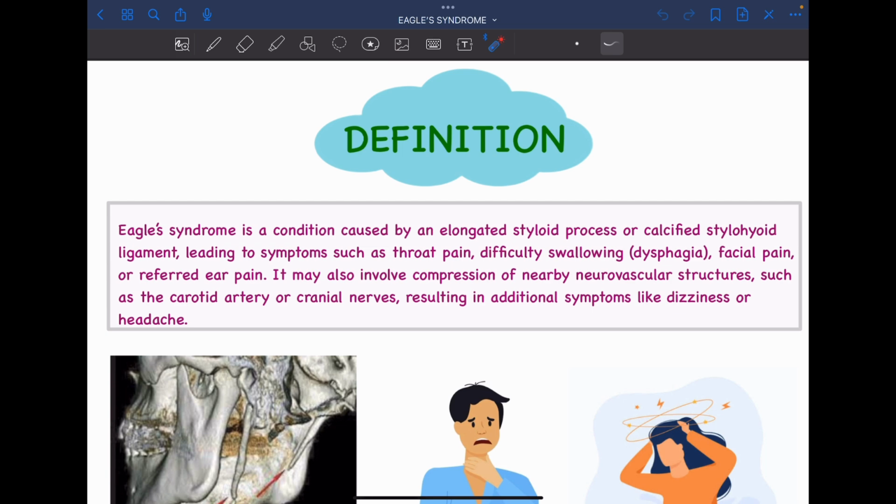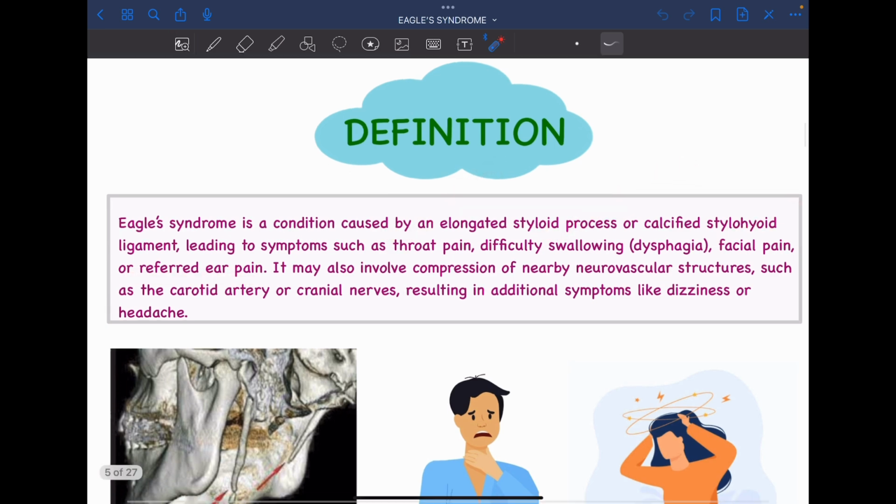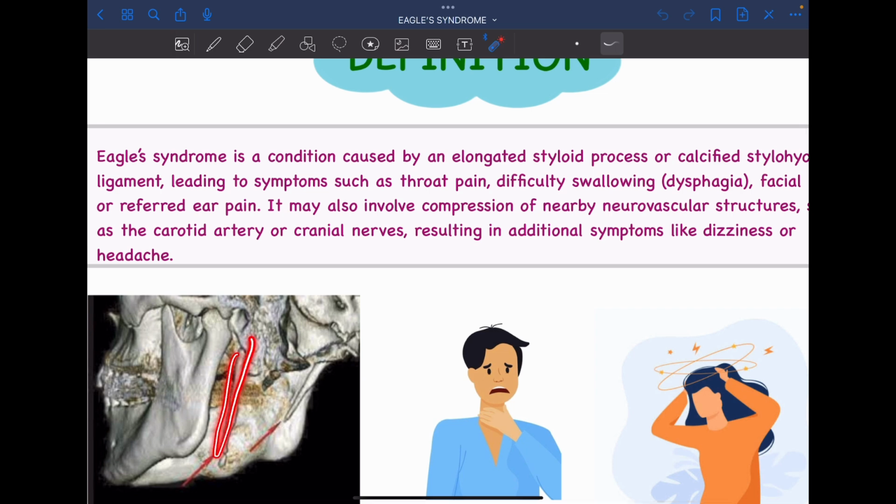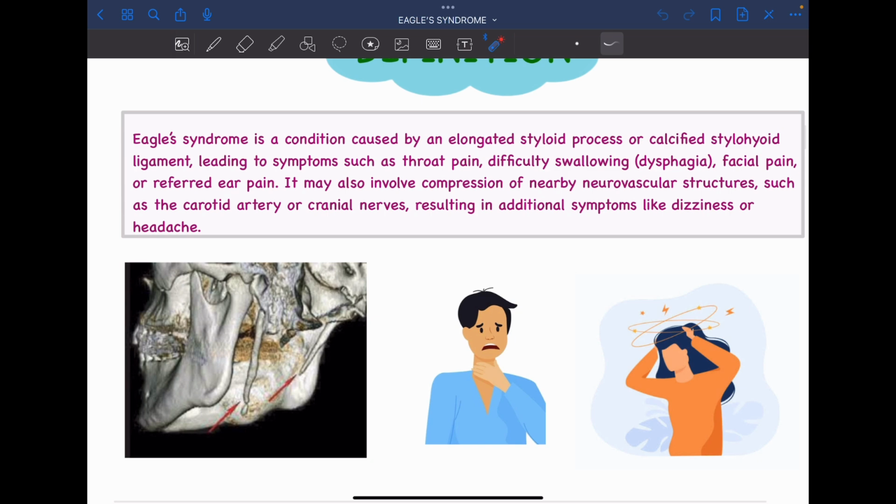Moving on further, let's discuss the definition of Eagle syndrome, right? So basically it is a condition which is caused by an elongated styloid process or calcified styloid ligament, which leads to characteristic signs and symptoms such as throat pain, difficulty in swallowing, facial pain or referred pain to the ear, right? So here you can see the elongated styloid process, right? So naturally when it is elongated, it will impinge upon the surrounding structures, right? And therefore it can cause throat pain, dysphagia, referred pain to the ear and referred pain to the neck as well, right?